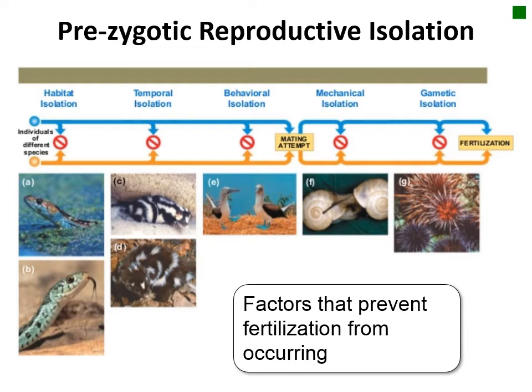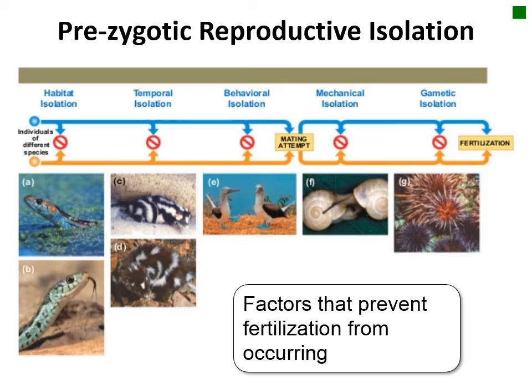Similarly, temporal isolation means that two species are looking to mate at different times, either different times of day or different times of the year, so their mating does not correspond. Behavioral isolation separates species because the mating behavior required to attract a mate is different between the species. In the picture here, the blue-footed booby, who lives on the Galapagos Islands, is performing a mating dance. The mating dance is meant to attract a female, and since the dance would not attract a female of a different species, this keeps the species separated.